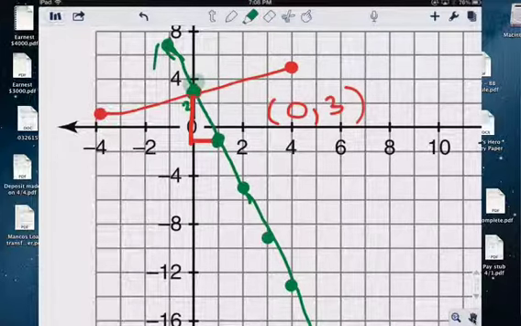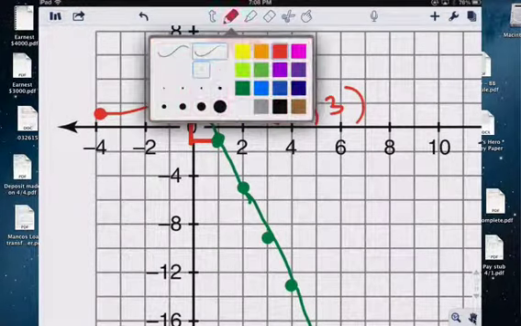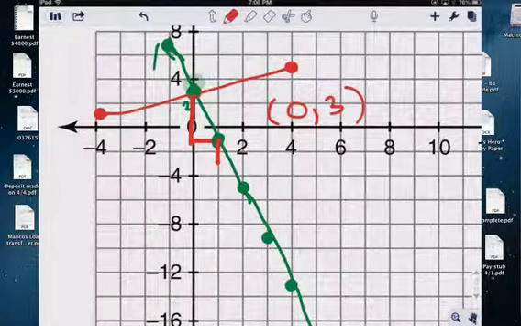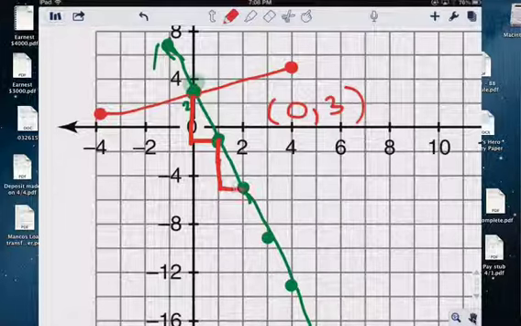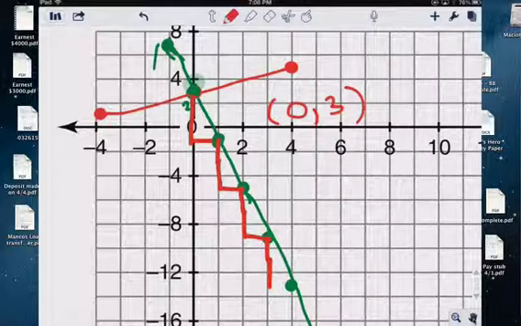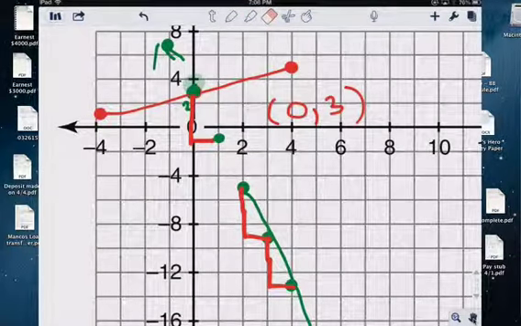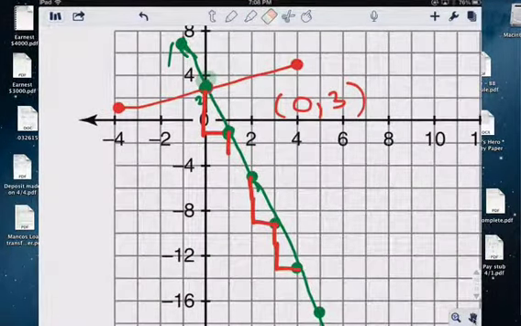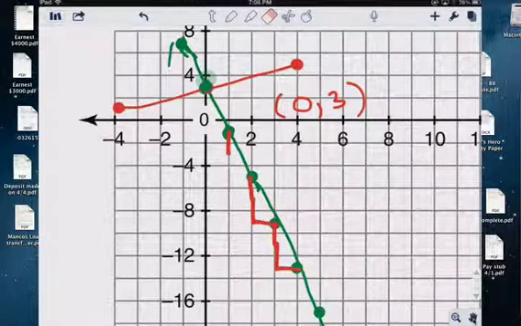Okay, I'll do it in blue. But anyways, you keep going like that. You go 1, 2 over 1. 1, 2 over 1. 1 halfway, 2 over 1. That's what I did.